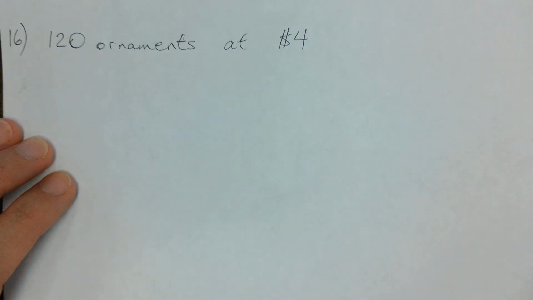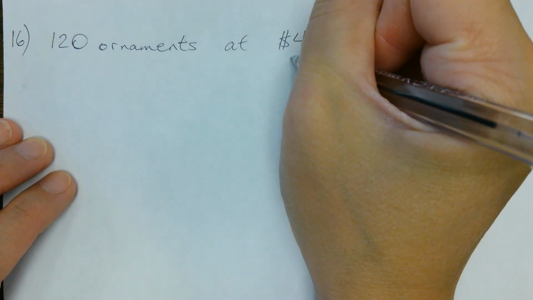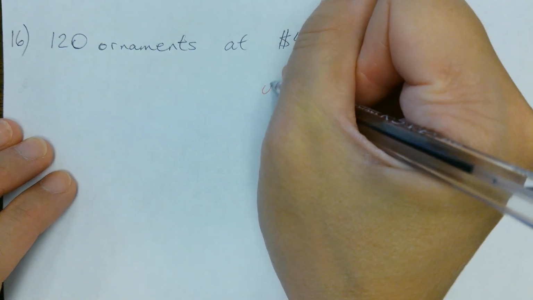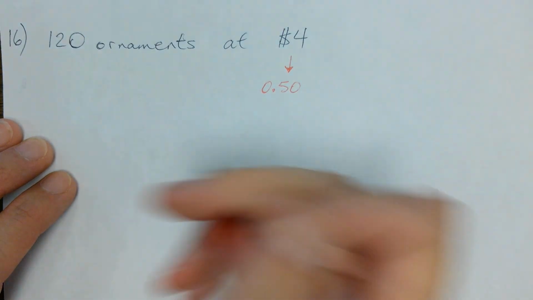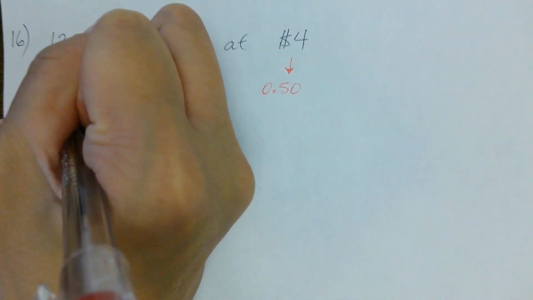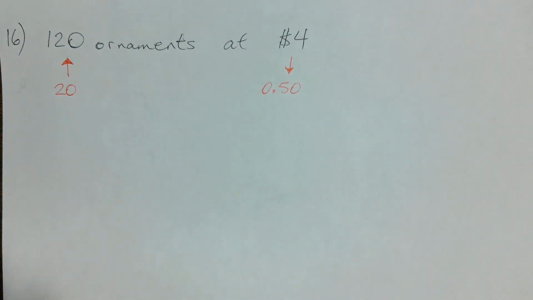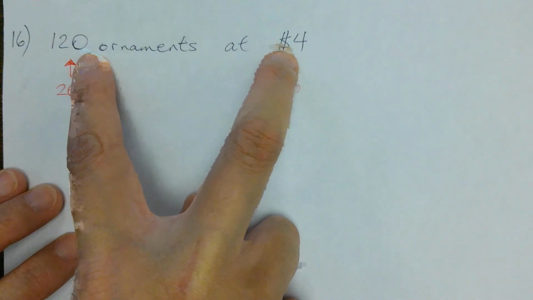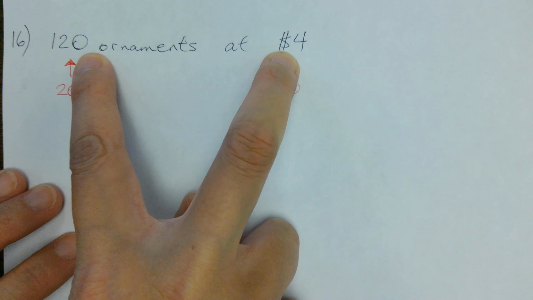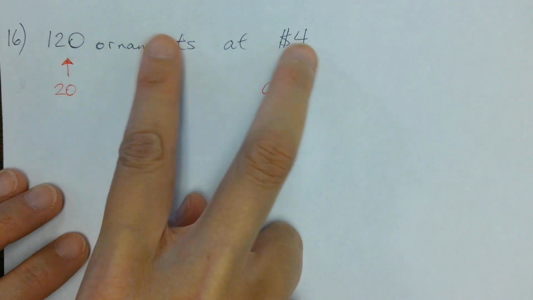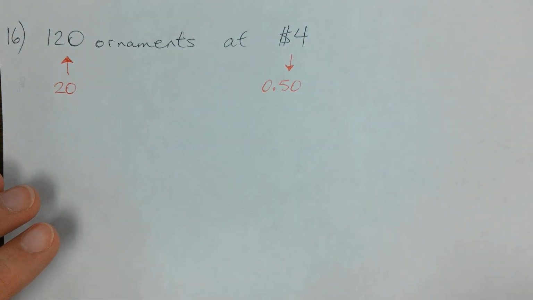Okay. If I decrease the price by 50 cents, I can sell another 20 ornaments. So if I want to figure out how much I can make, I can just simply do 120 times 4, which is 480, right? If I sell 120 ornaments at $4 each, I just multiply these and I get my revenue.